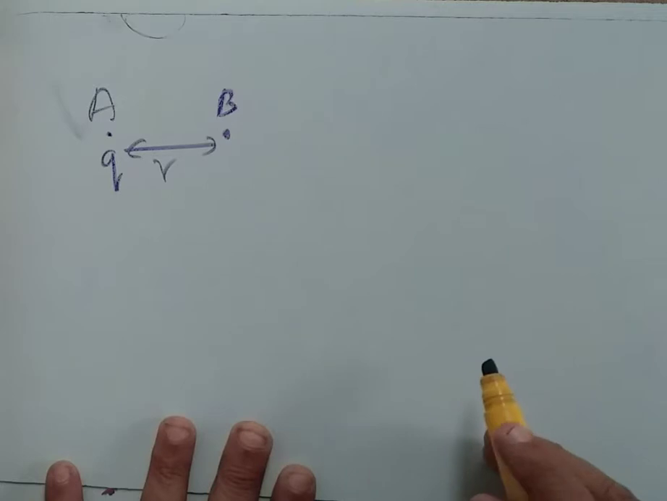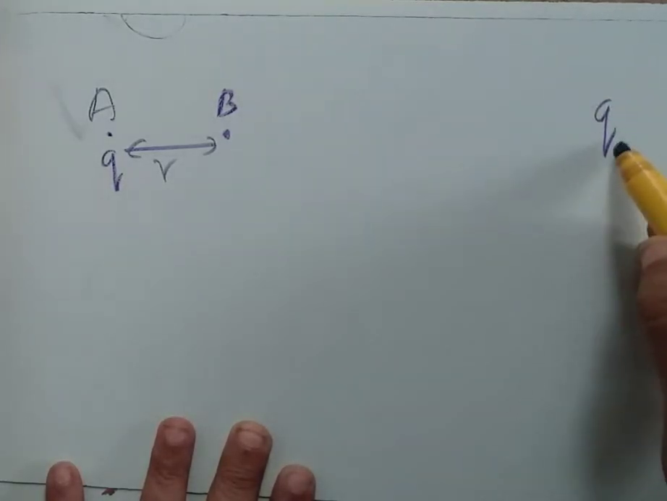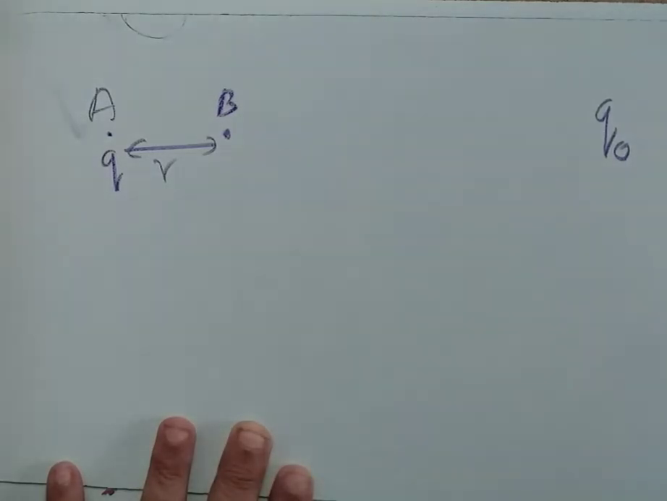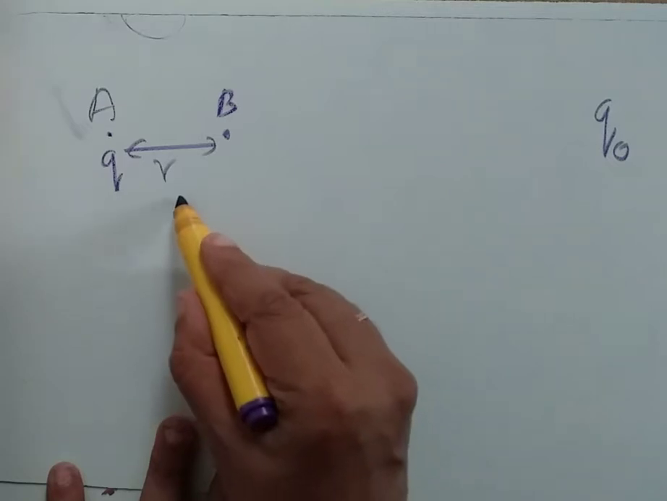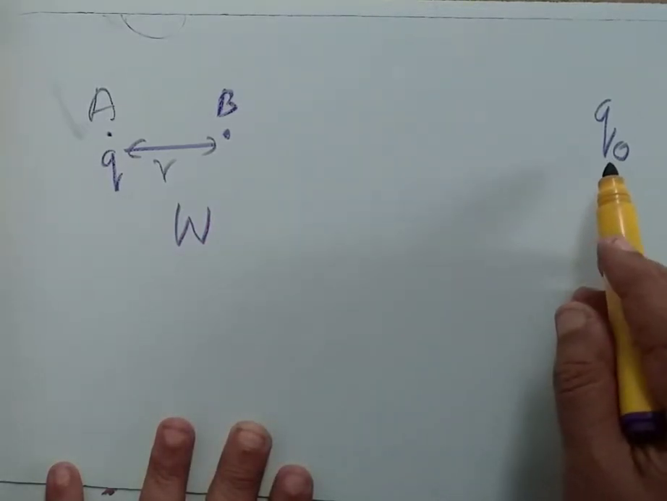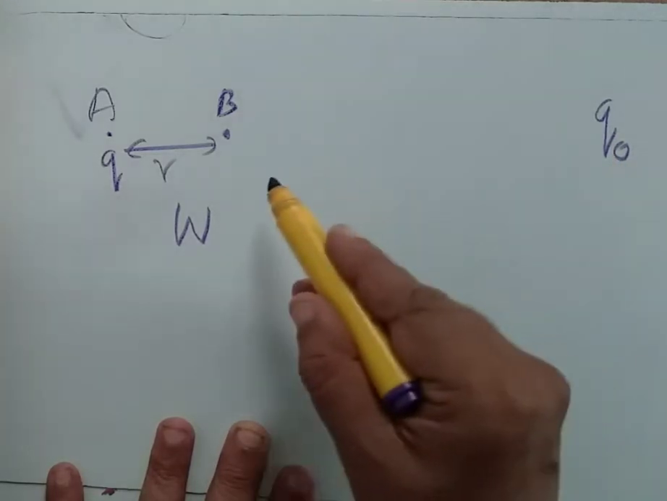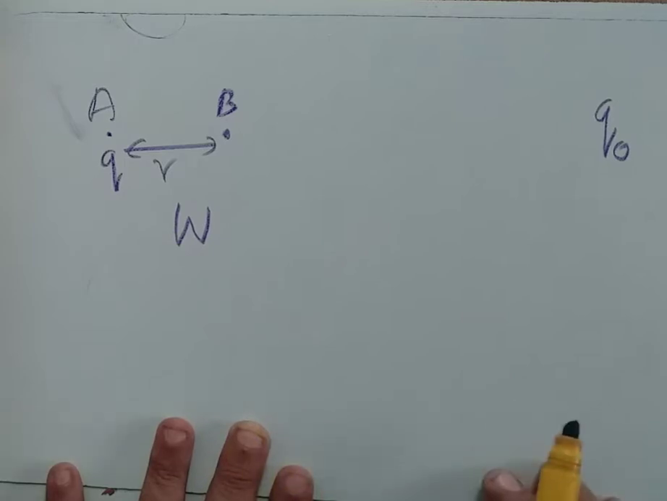Now, if I want to bring a charge Q naught from infinity to B, what is the work done? We calculate. Say, work done W is the work spent when we bring charge Q naught from infinity to B. But observe, I require potential energy per unit charge, say work done per unit charge. How much work is done per unit charge?